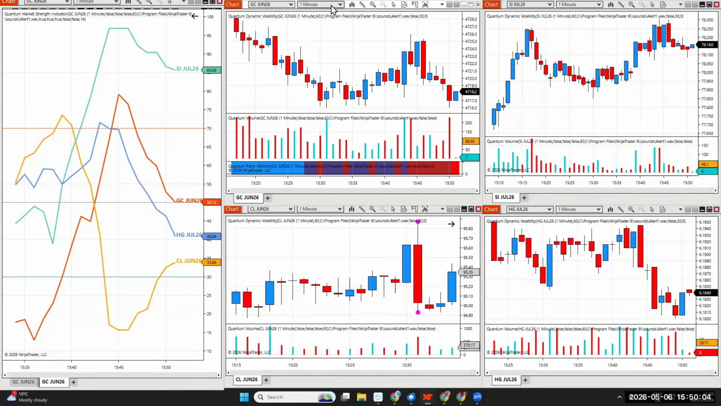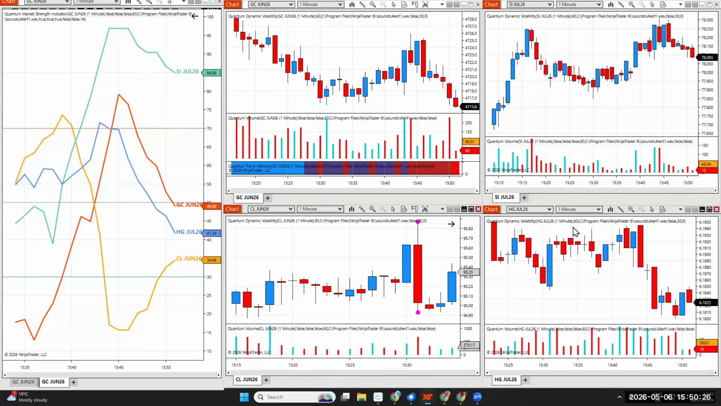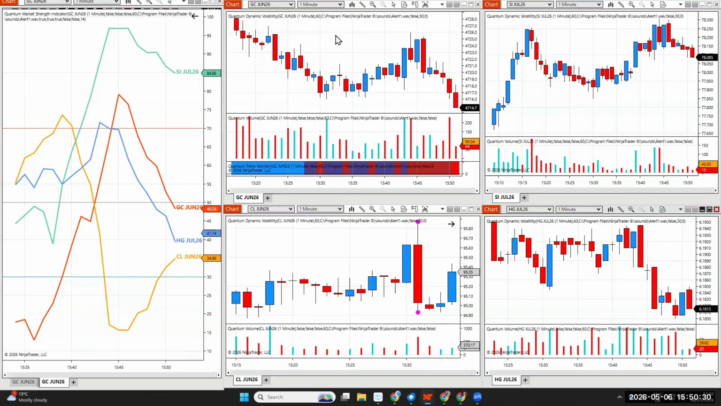That's on 1 minute, and these are all 1 minute charts. So on the left-hand side, I've got the market strength indicator on 1 minute. I've got silver, gold, copper, and oil. So I've got these four commodities, and they're represented in the charts themselves. This is GC, the June contract. This is the silver contract for July. And then down at the bottom, we've got oil and copper. Very much in the news, as always.